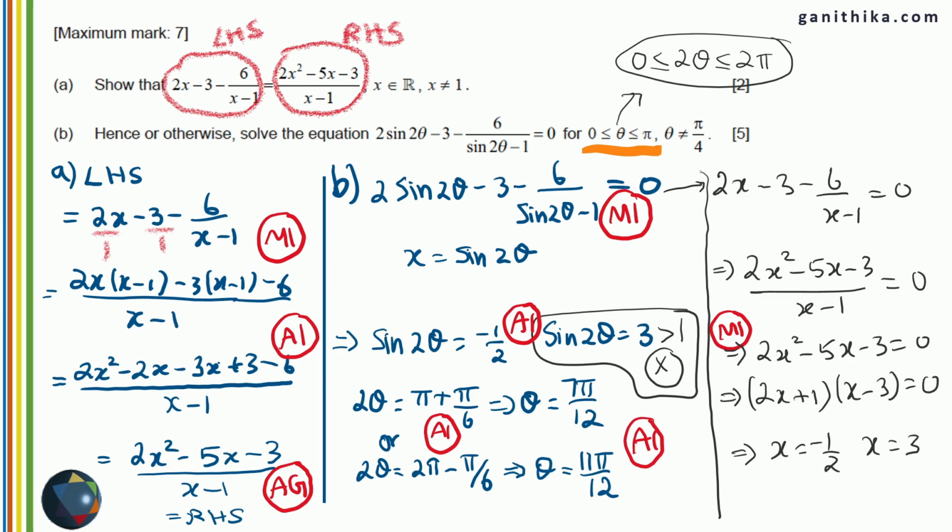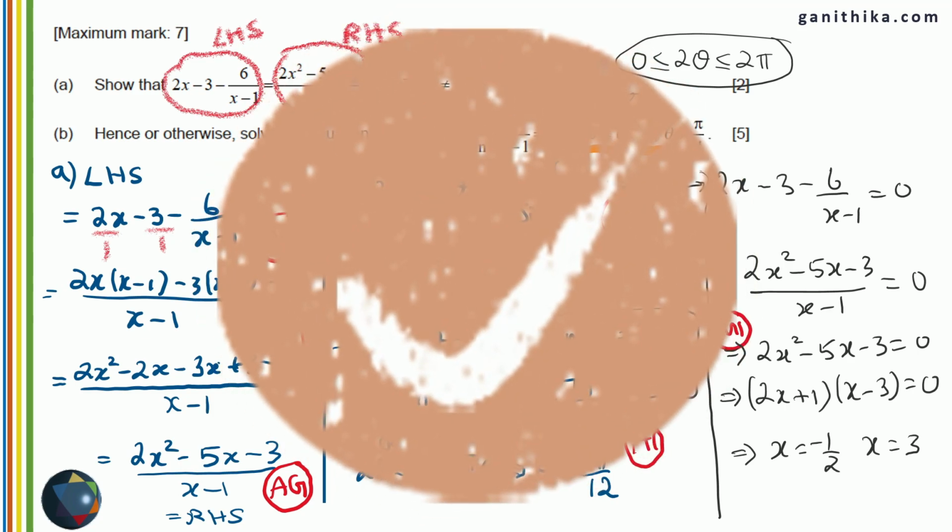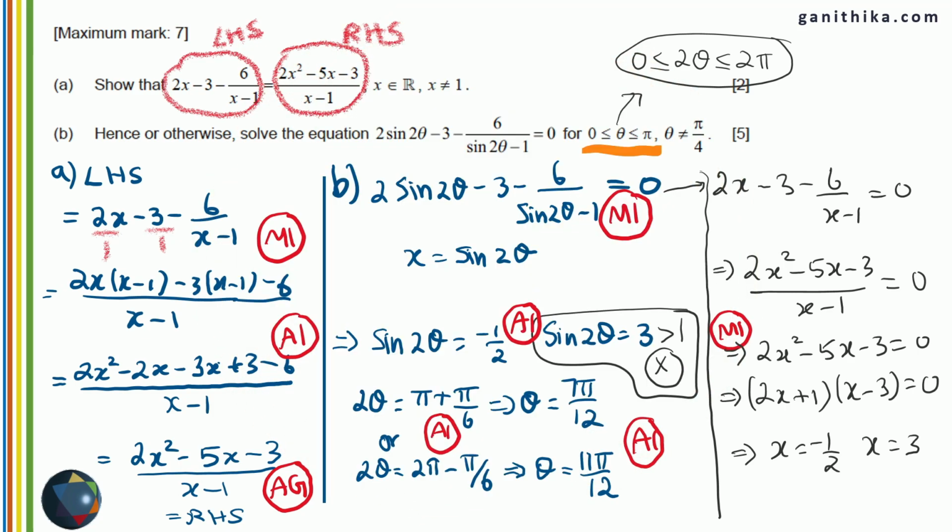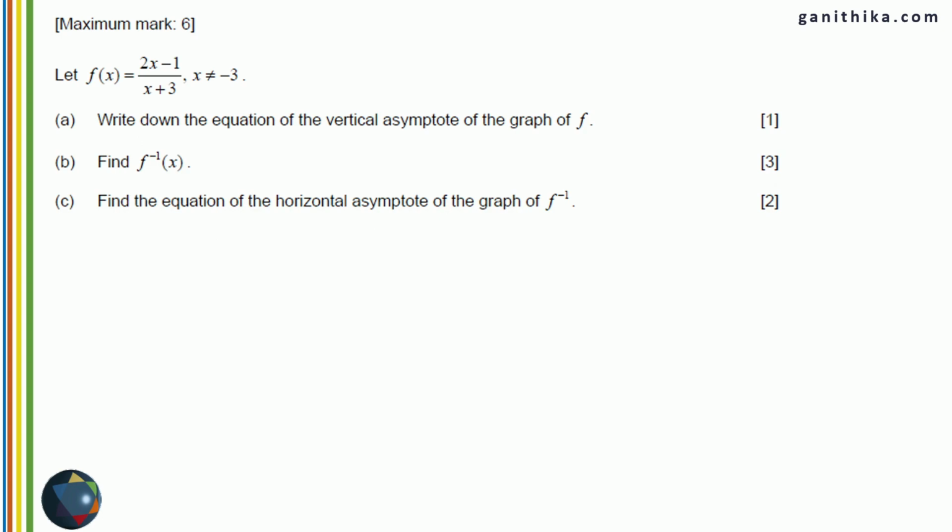This is slightly more complicated than the previous questions, but you have to be very careful in many places where you have to change the domain of theta to 2 theta, and you have to use the previous section A for finding the quadratic and solving the quadratic here. And you have to know that sine 2 theta equal to 3 doesn't have a solution. So this is a paper 1 question. Therefore, you cannot use your calculator as well. Let's move further to the next question.